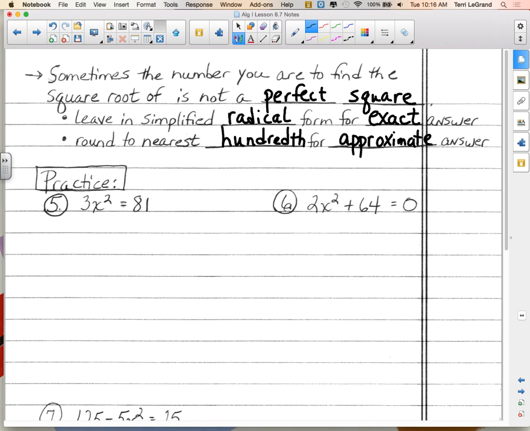So they tell you to approximate it. Typically they'll tell you what to approximate it to. If they don't, a good standard to go by is the hundredths place.